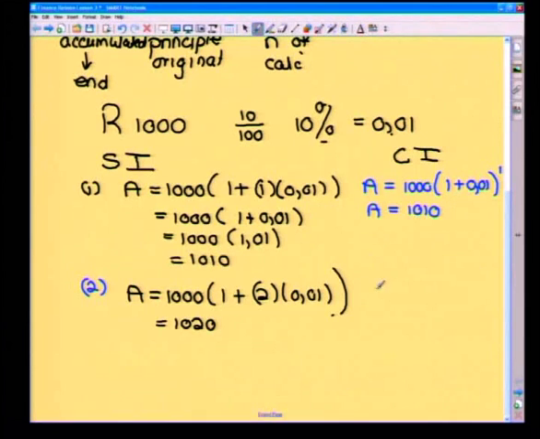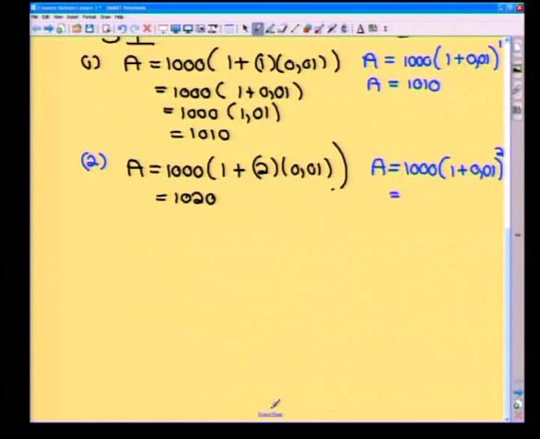All right, well, let's see if things change now when we look at the compound interest. Using my blue pen again, we're going to now say the accumulated would be 1,000, 1 plus 0,01, but this time we're raising it to the power 2. So let's pull our calculator up again.